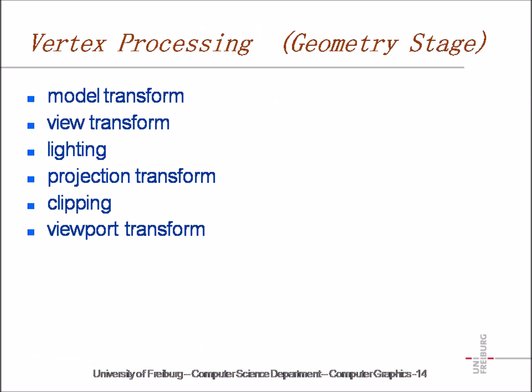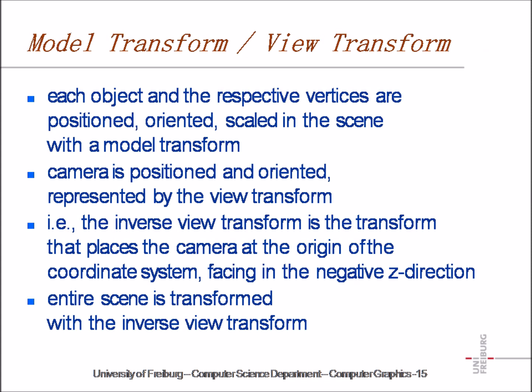In vertex processing, when it is discussed in terms of the geometry stage, there are 6 important stages to understand. Number 1, model transform. Number 2, view transform. Number 3, lighting. Number 4, projection transform. Number 5, clipping. And number 6, viewport transform. All these stages are discussed one by one in this lecture to understand the concept of vertex processing in terms of the geometry stage. First of all, we will discuss model transform and view transform.